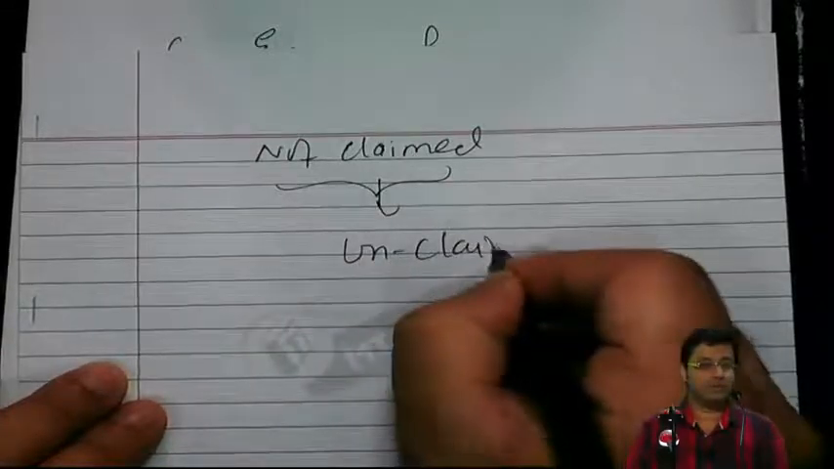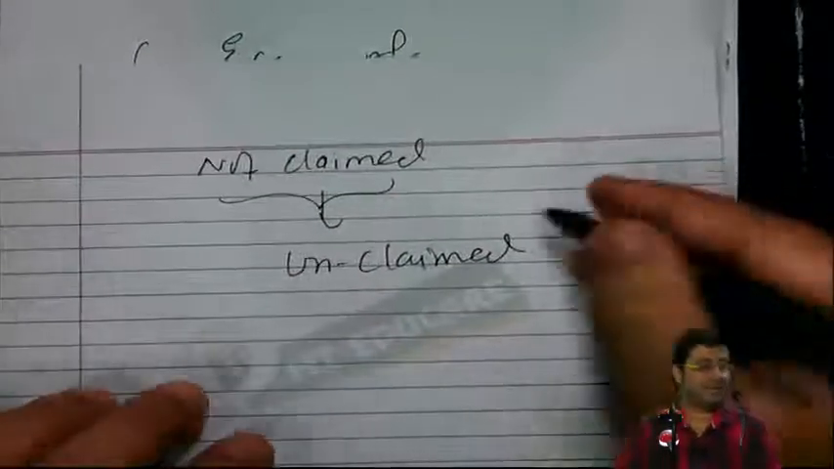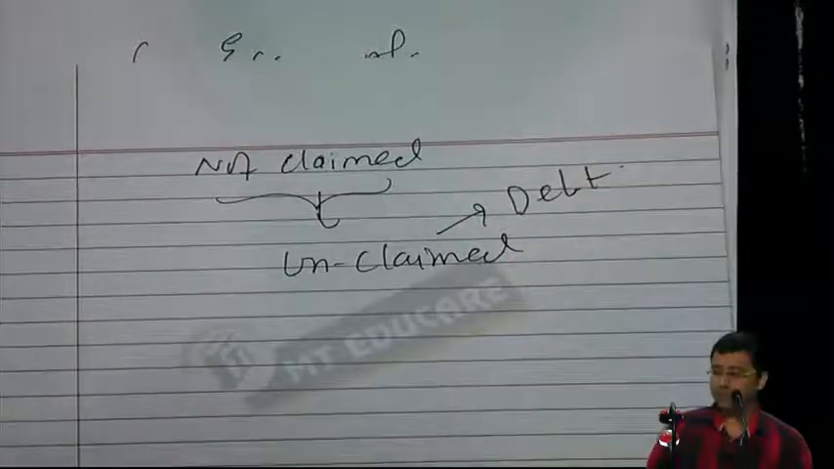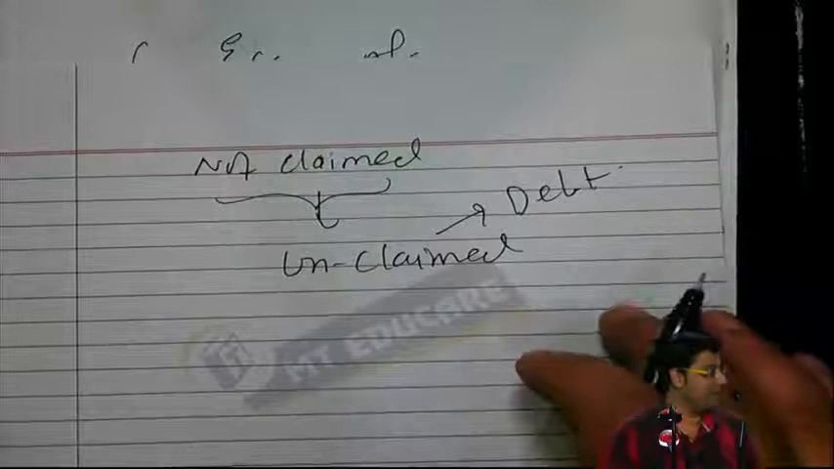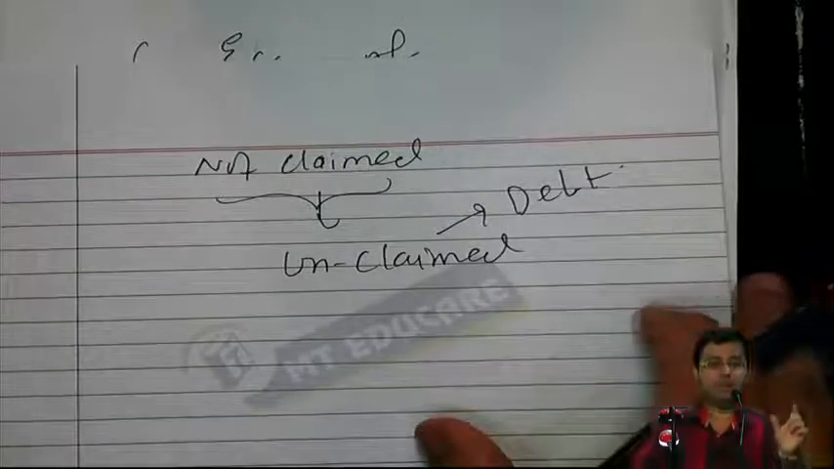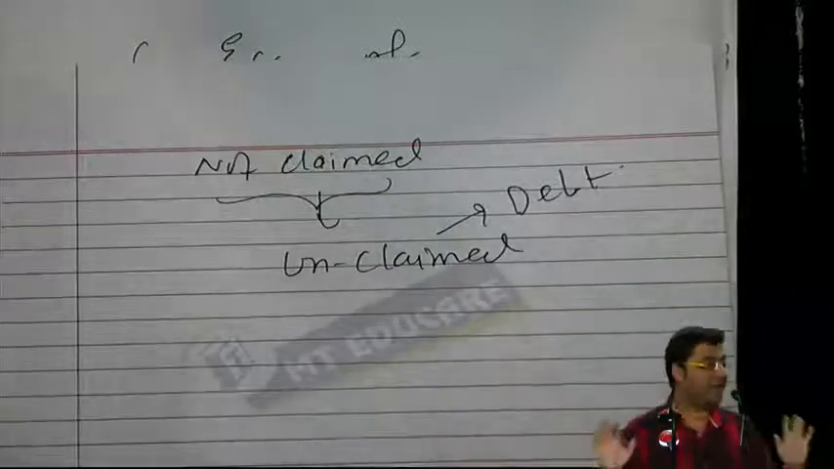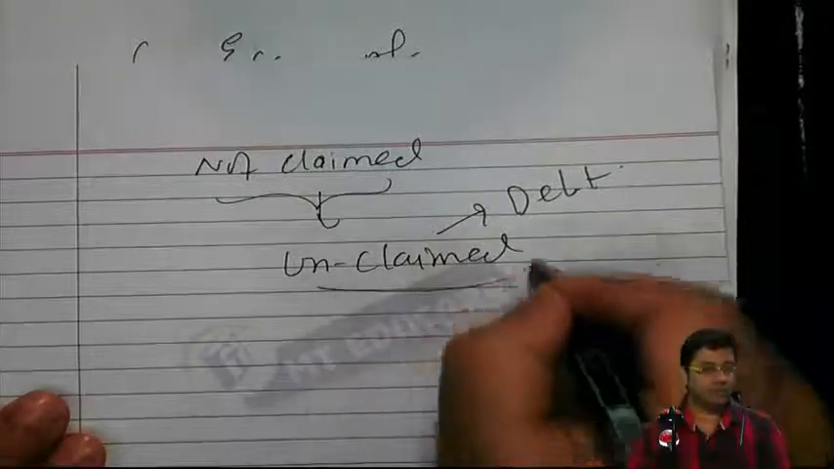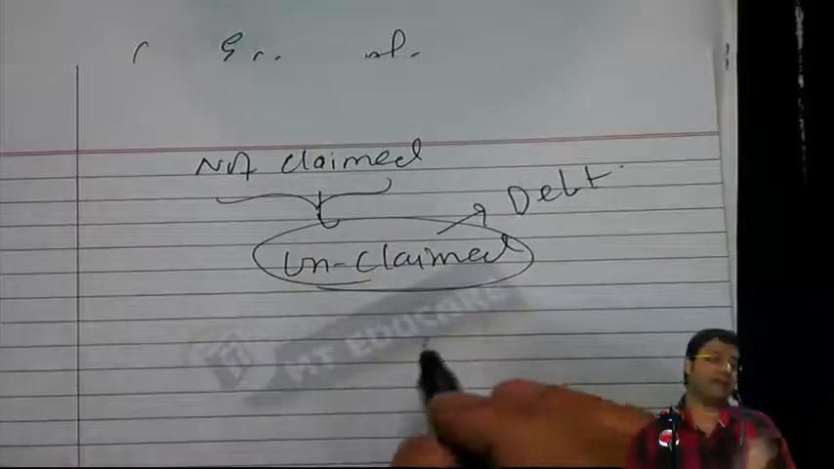But can I say, even if the dividend is unclaimed, yet it is a debt for the company? Yes. It is a debt, it is an obligation for the company. That means if the shareholder does not come to claim dividend in the prescribed time limit, can the company feel happy that okay, I saved my money, I don't have to pay dividend? No. What does the company have to do? The company has to transfer it into the unclaimed dividend account.